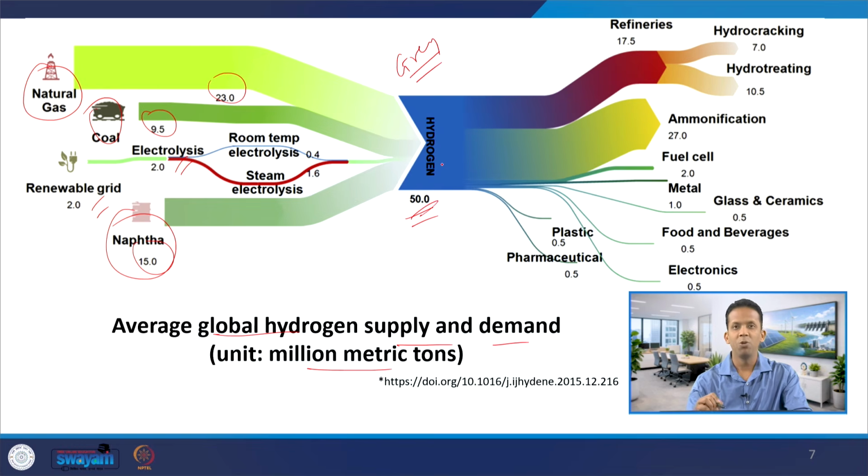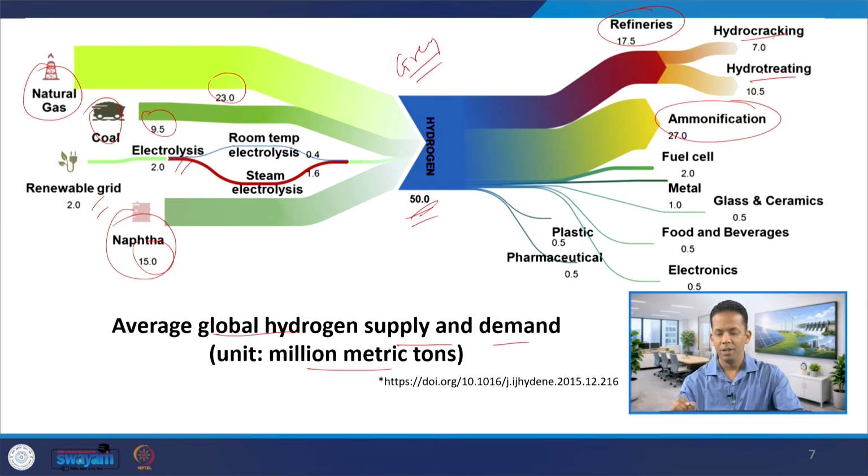So most of the hydrogen is used in the refineries and in the fertilizer sector, or ammonification, where we convert it into ammonia, ammonium nitrate. And in refineries, there are two processes which consume a lot of hydrogen, hydrocracking and hydrotreating. So 17 plus 47, again 45% is consumed in the two sectors only, and very small fractions of hydrogen are used in fuel cells, metal, glass industries, food, beverages, pharmaceuticals and plastics. And accordingly, you can see the width of the arrows in the Sankey diagram changing.